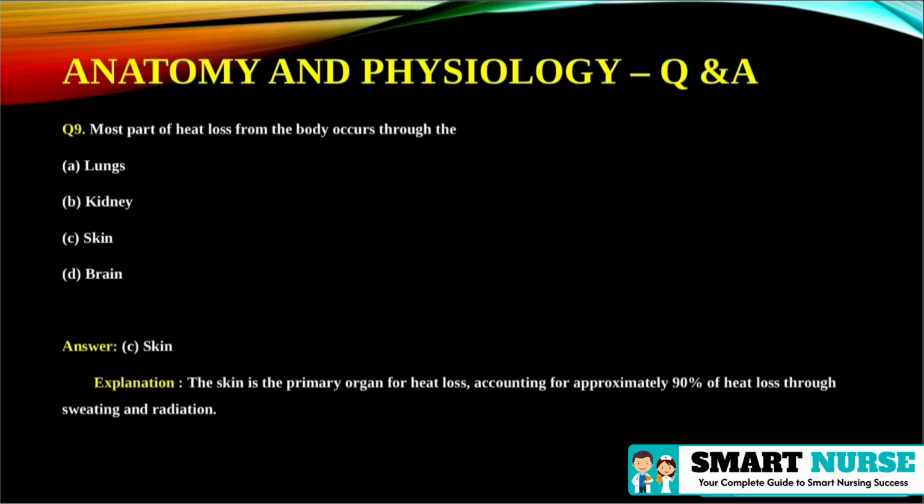The next question is, most heat loss from the body occurs through the option A lungs, option B kidney, option C skin, option D brain. The option A is lungs. Heat is lost through lungs, especially during exercise and increased breathing, but not much of the temperature is lost.